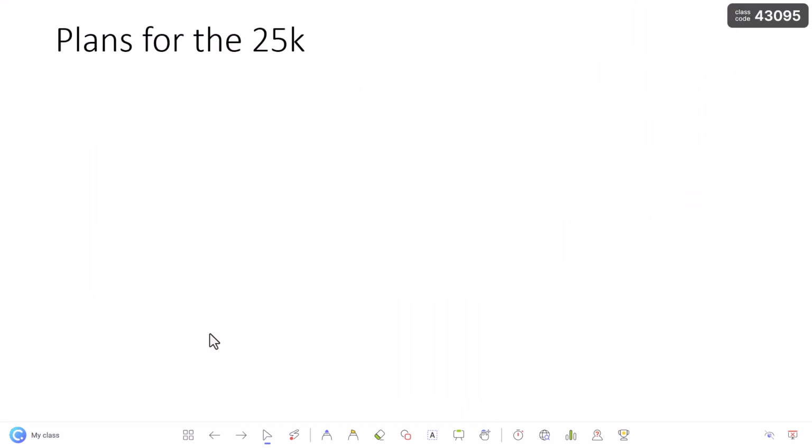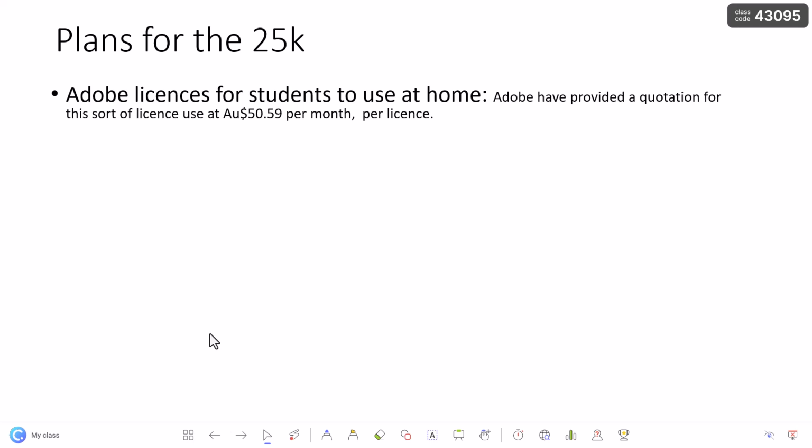My plan for the 25k is along these lines. What I would like is for Adobe licenses for students to be able to be used at home to be purchased. Just bear with me for this. I know that there are Adobe licenses already available on about 170 of the machines in ACU. That doesn't help students who want to do their work outside of the university.